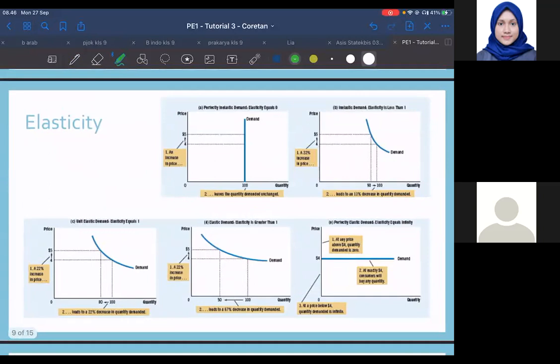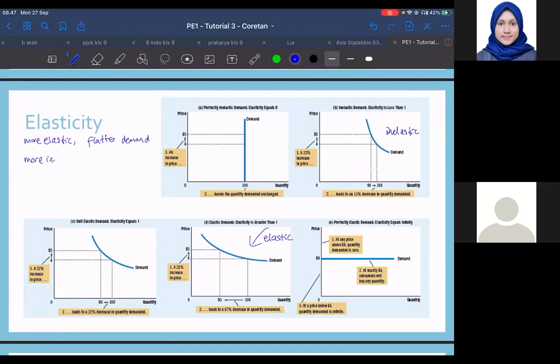Okay. Next. Now, if we see the relationship between elasticity and the curve, you could see that if the good is more elastic, the curve will be flatter. You remember that if the good is more elastic, this is elastic, and then this is inelastic. You could see that the more elastic a demand, the flatter the demand curve.